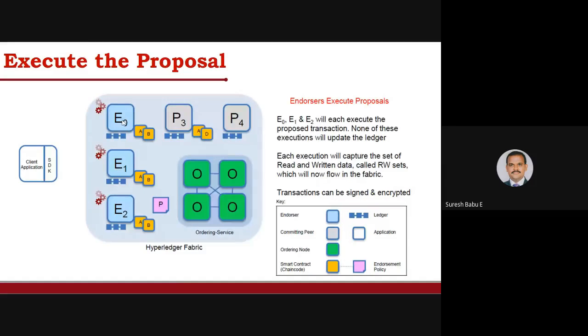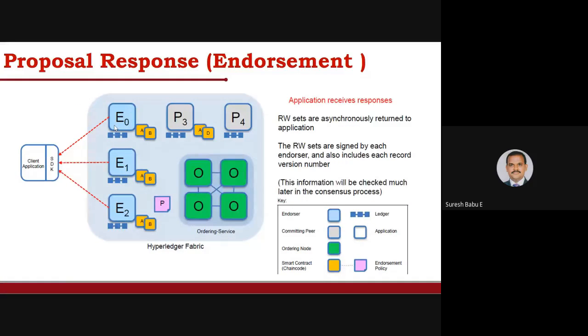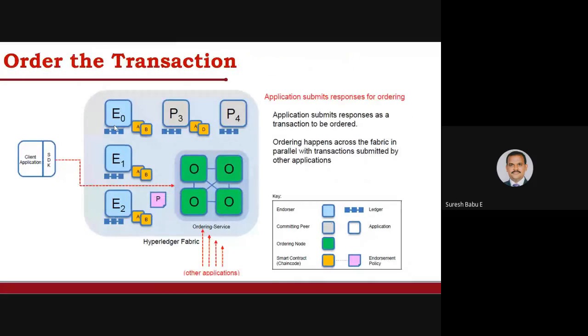Endorsers will execute the transaction which has been received from the client. It will be processed along with the chaincode, and then the response is sent back in the form of an endorsement: yes, this is a valid transaction. The endorser has signed the transaction, and the client collects these from all the endorsers. The client verifies the endorsements sent from the different endorsers, and then sends the transaction to the orderer.